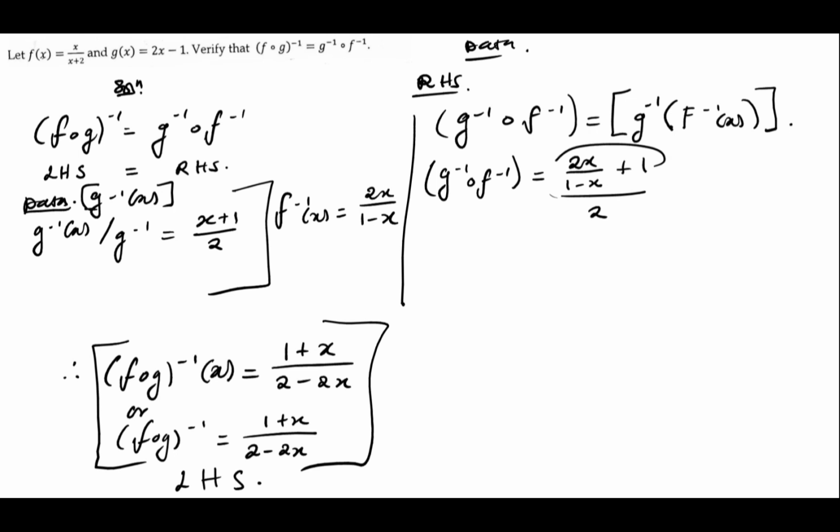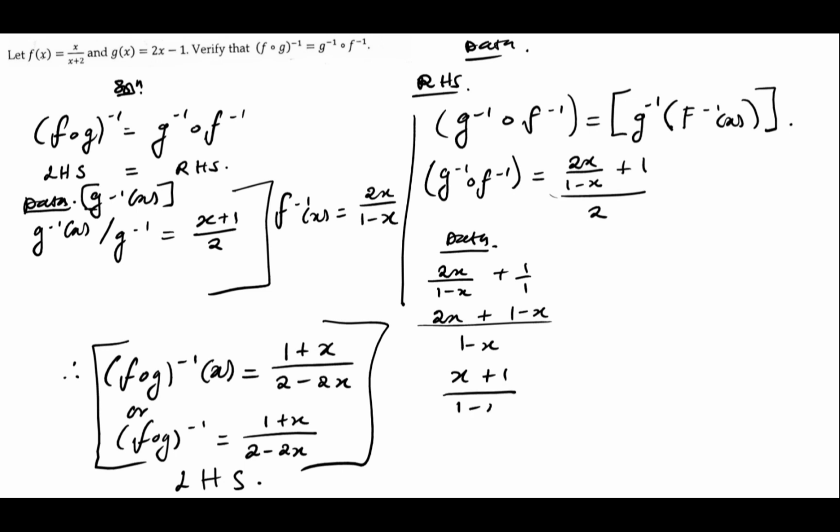Then I can deal with the numerator because it looks a bit messy. So I can just say data for the numerator. So 2x over 1 minus x plus 1 over 1. Common denominator to be 1 minus x. Then it should be 2x plus, expressing two fractions as a single fraction, 1 minus x. And this will be x plus 1 over 1 minus x. So this is the numerator basically. So having the numerator as x plus 1 over 1 minus x, and this is over 2.